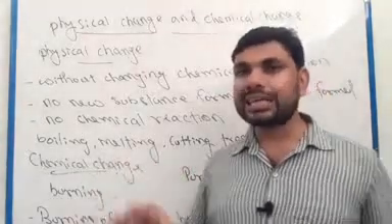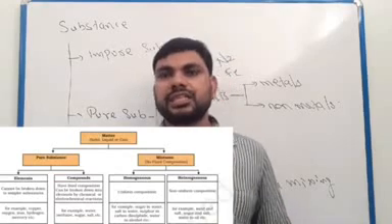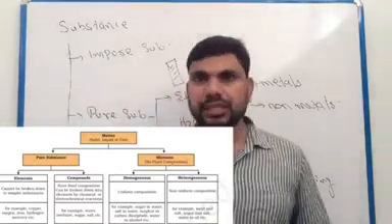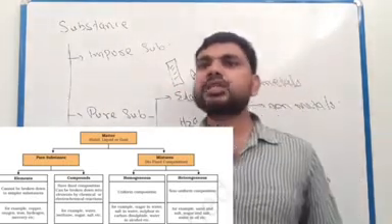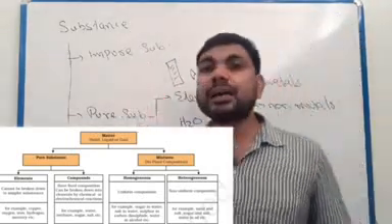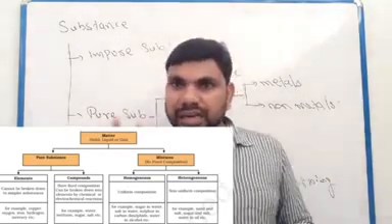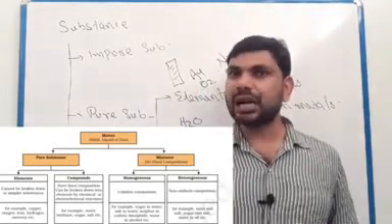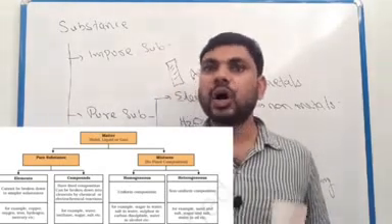Next, we have to discuss the classification of substances. We can classify substances into two different types: pure substances and impure substances. Impure substances we already discussed. Impure substances are mixtures. There are three different types of impure substance: solution, suspension and colloid. We discussed more details about this already.